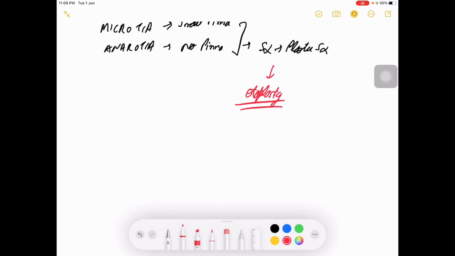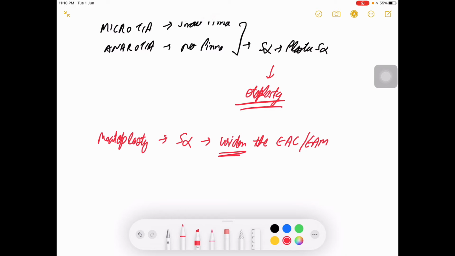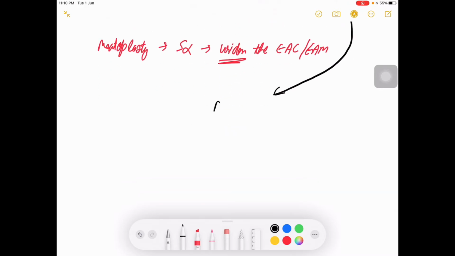Now there is another term, meatoplasty. Meatoplasty is the surgery done in order to widen the EAC, the external auditory canal or external auditory meatus. This is done for the widening, not for the pinna. So coming back to otoplasty, at what age is it done? It is done at an approximate age of 6 years.